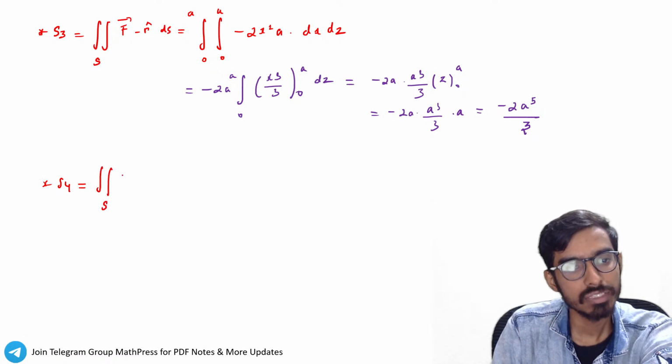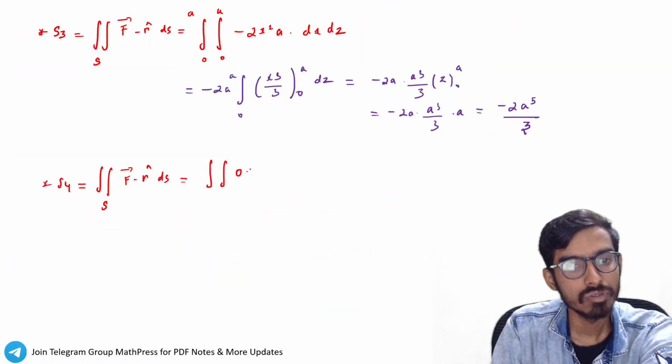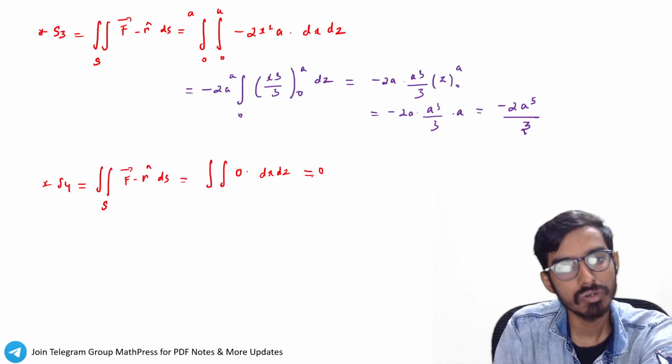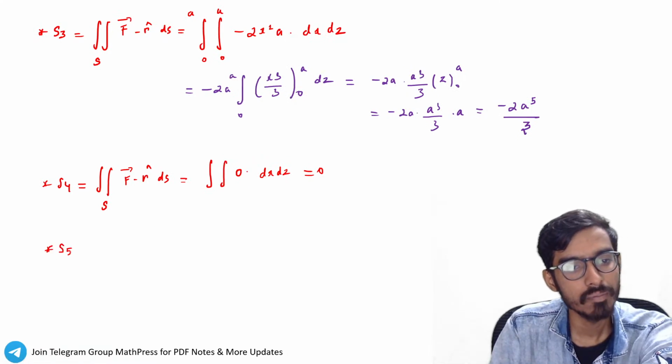So s4 is double integral over s of f vector dot n cap ds. So what is f dot n cap for s4? It is 0, right? So 0 into ds, which is dx dz, will be 0, because everything is 0. Now we will find s5.